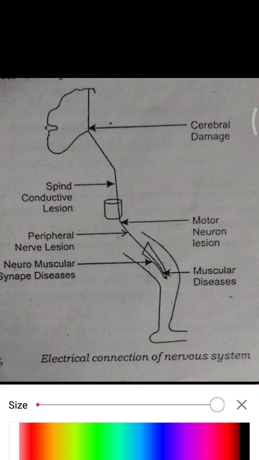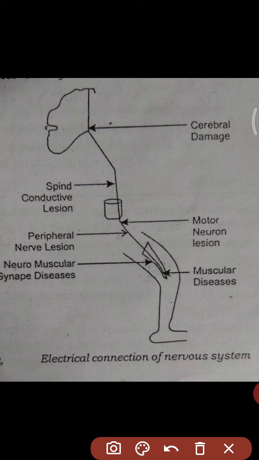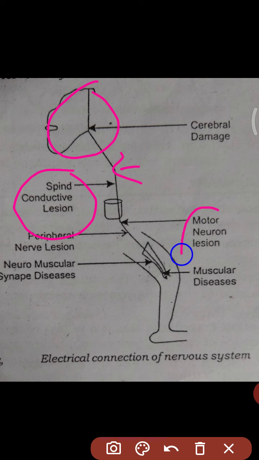Now this is the electrical conduction of the nervous system. In this case, the electrical activity of the nervous system is affected in muscular paralysis, for example by cerebral damage, or sometimes spinal conductivity lesions, motor neuron lesions, peripheral nerve lesions, and fourth, neuromuscular synapse diseases, and muscular diseases.